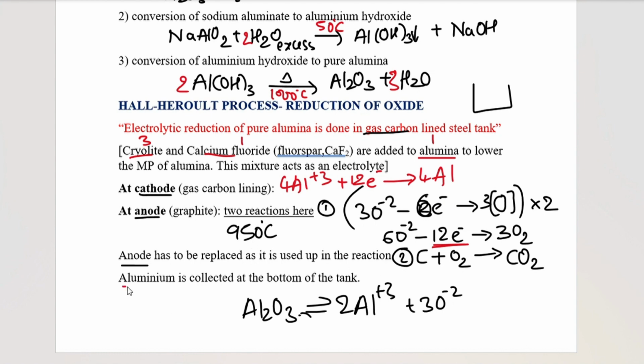Where you collect aluminium, it is collected at the bottom of the tank because it is formed at the cathode, which is the gas carbon lining. There will be a tap here. If you open it, you will get the liquid aluminium.